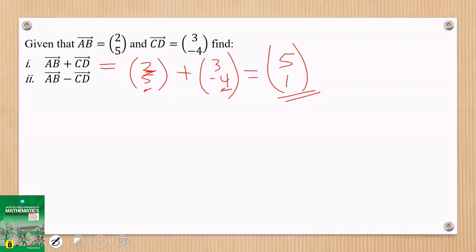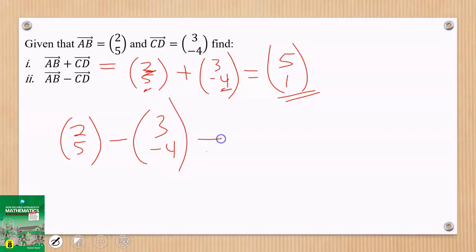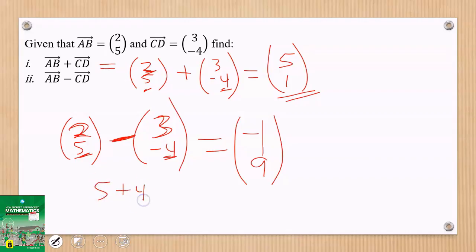Then the same thing is done with subtraction. We subtract the x component and we subtract the y component. So again, (2, 5) minus (3, -4). 2 minus 3 will give us -1. And then 5 minus -4 will give us 9. I hope that makes sense. 5 minus -4 is more or less 5 plus 4, because we multiply the two negatives to give us positive, and so we add and we get this answer.